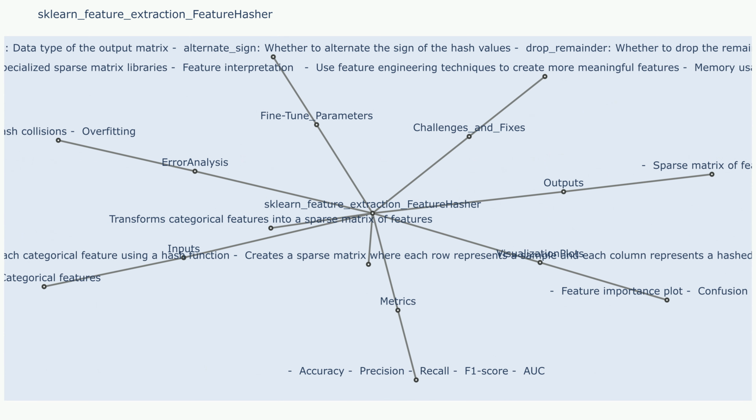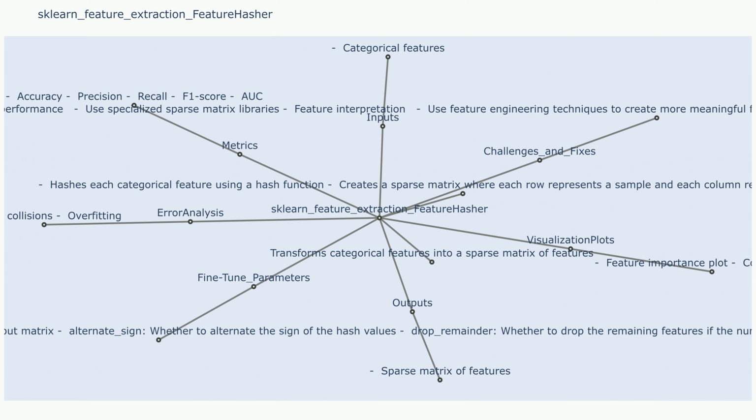Fixes to challenge 2: feature importance analysis. Using feature importance techniques that consider the sparsity of the transformed data and the distribution of hash values can provide meaningful insights. Combining with other techniques: integrate FeatureHasher with other feature engineering methods to enhance interpretability.